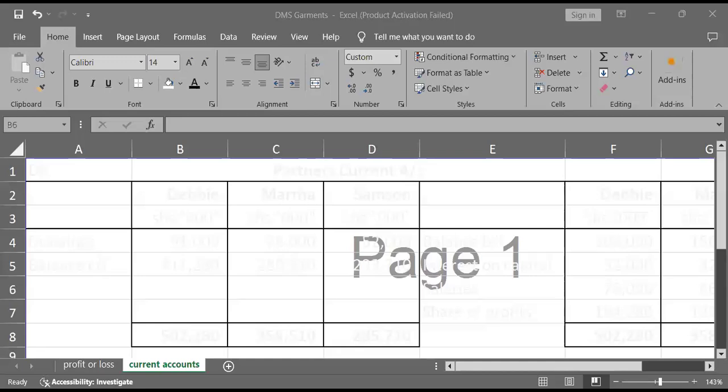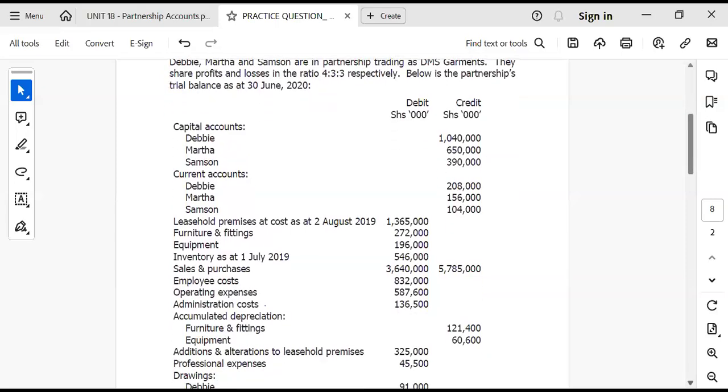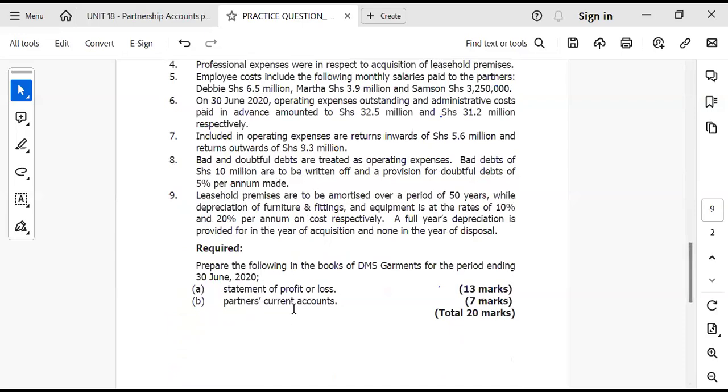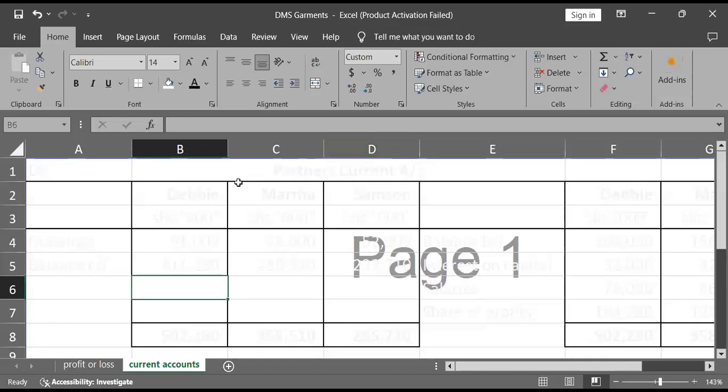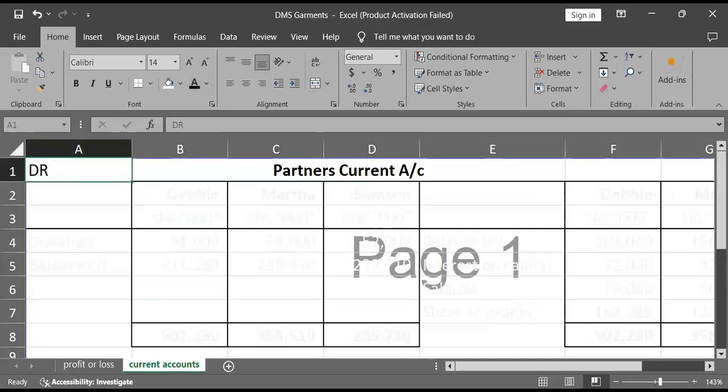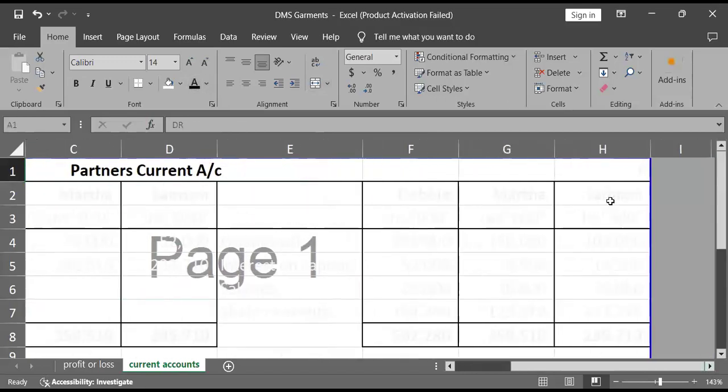Okay, moving on, the second part of the question asked us for a current account. They asked us to calculate the partner's current accounts. So we'll draw our T account, show our debit side and our credit side.